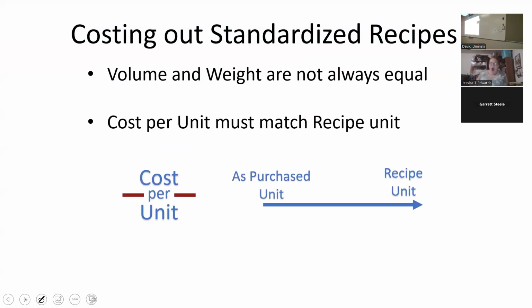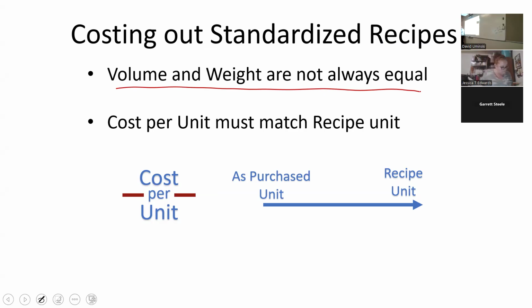One thing you want to keep in mind when we're talking about costing out standardized recipes is that volume and weight are not always equal. Volume and weight are not always equal. What do I mean by that? Volume and weight. Any thoughts? They're not equal.